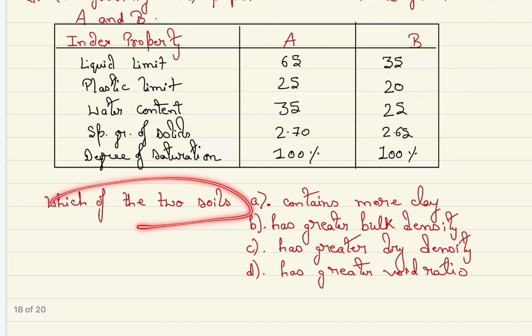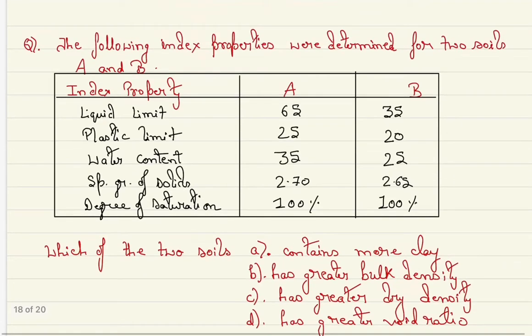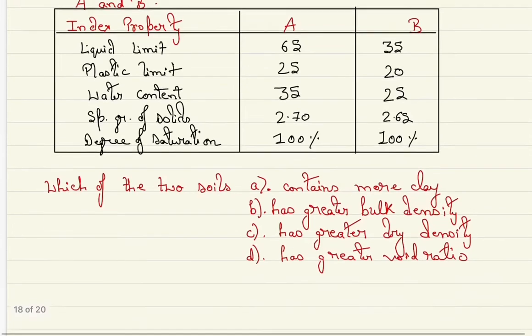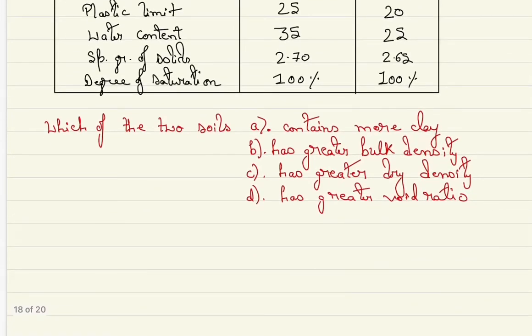Now which of the two soils contains more clay? Which soil has greater bulk density? Which soil has greater dry density and which has a higher void ratio? We have to find all these things. So let us see how we can get the solution.